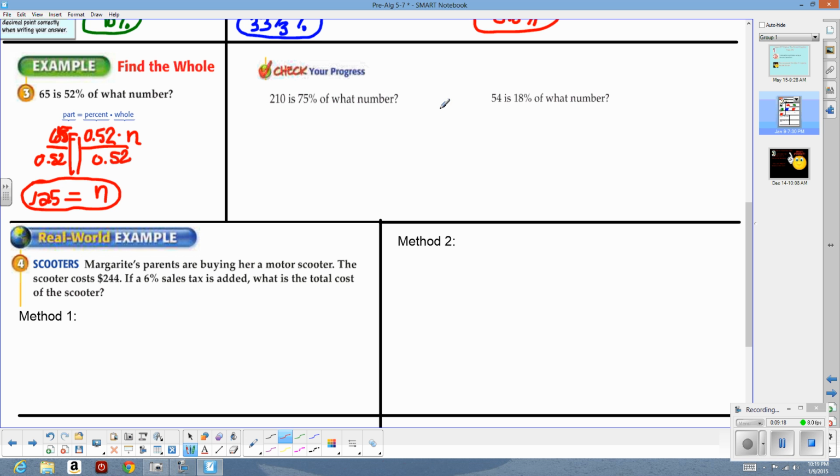Next up, 210 is 75% of what number? Well, the part is 210 equals the percent in its decimal form, 75 hundredths, multiplied by what number, and we don't know, so we're going to leave that as n. Now to solve this equation, you're going to divide both sides by 75 hundredths. 210 divided by 75 hundredths is 280.